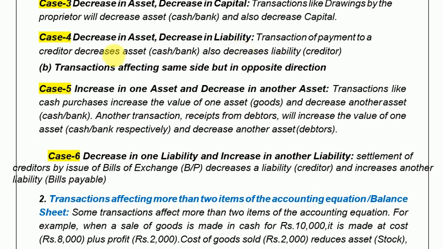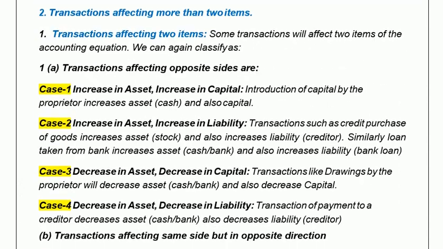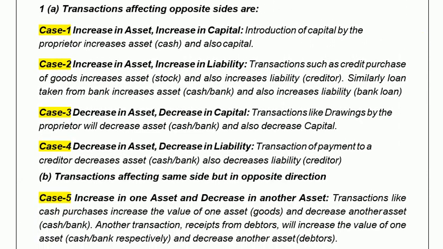And now let's proceed towards the transactions affecting the same side but in opposite directions. Right now I've told you that assets will always equal liabilities plus capital. So one side is assets and another side is liability and capital. Until now we have discussed transactions affecting both sides; in these four cases, transactions affect opposite sides, that means the asset side and the liability and capital side.